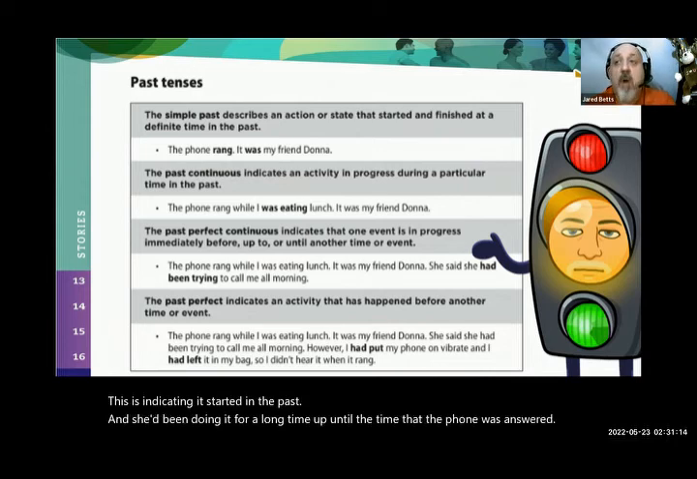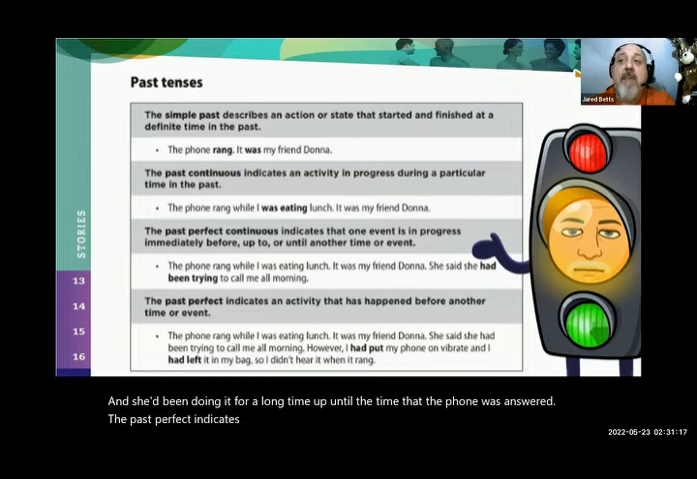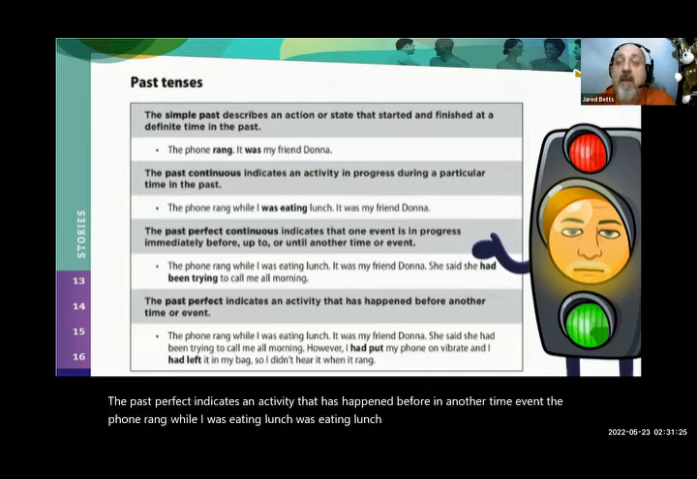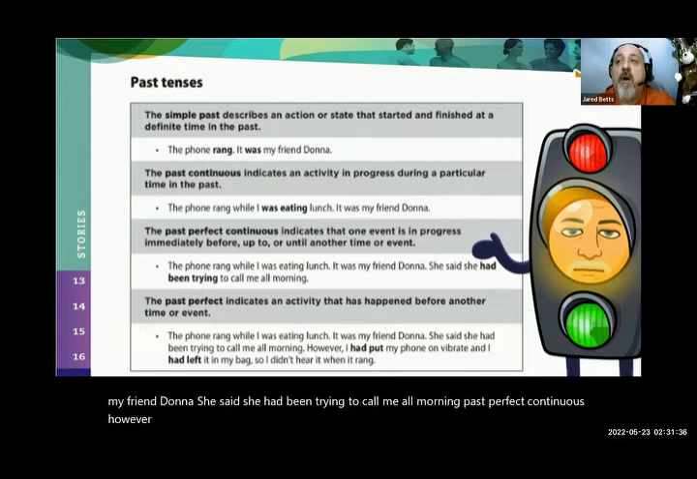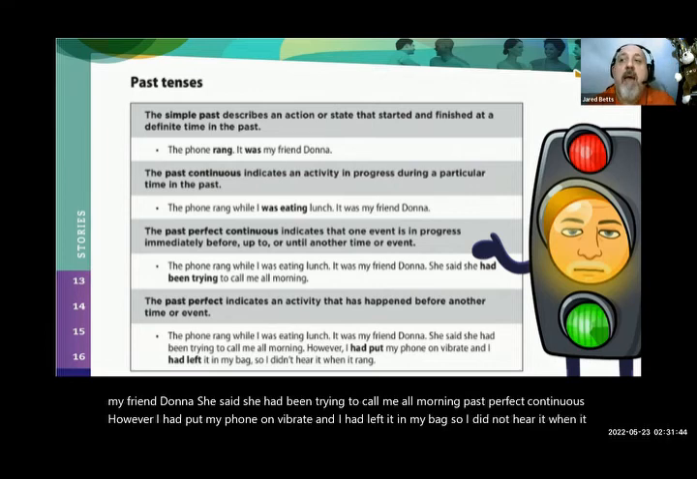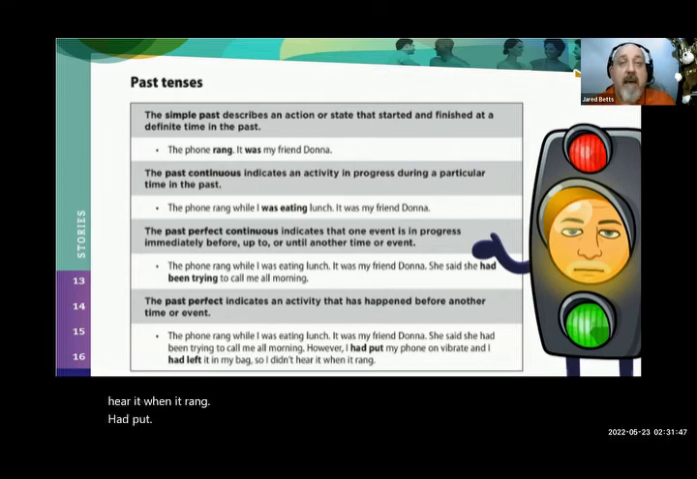The past perfect indicates an activity that has happened before in another time event. The phone rang while I was eating lunch. Was eating lunch, past tense. Phone rang, past tense. It was my friend Donna. She says she had been trying to call me all morning. Past perfect continuous. However, I had put my phone on vibrate and I had left it in my bag, so I did not hear it when it rang. Had put, past and completed, but it's two different actions. Had put in the past.